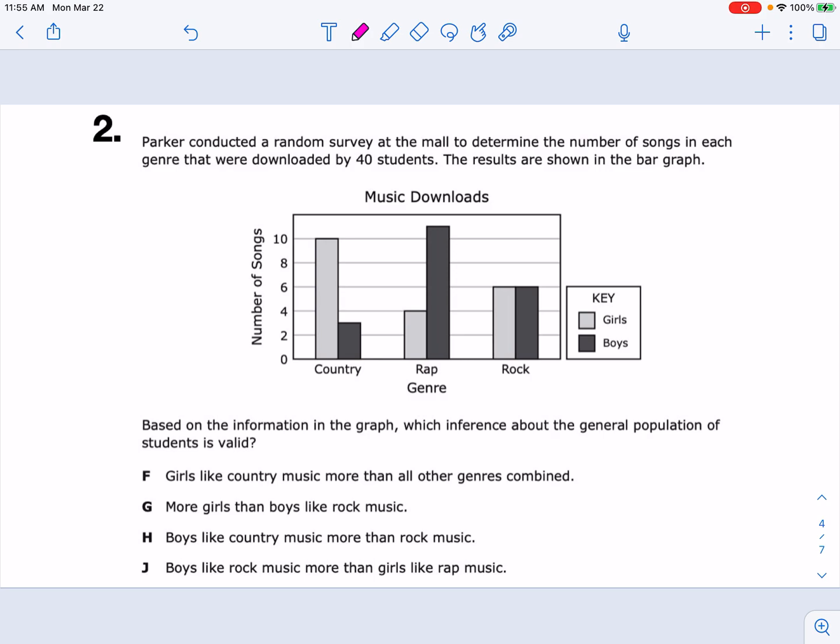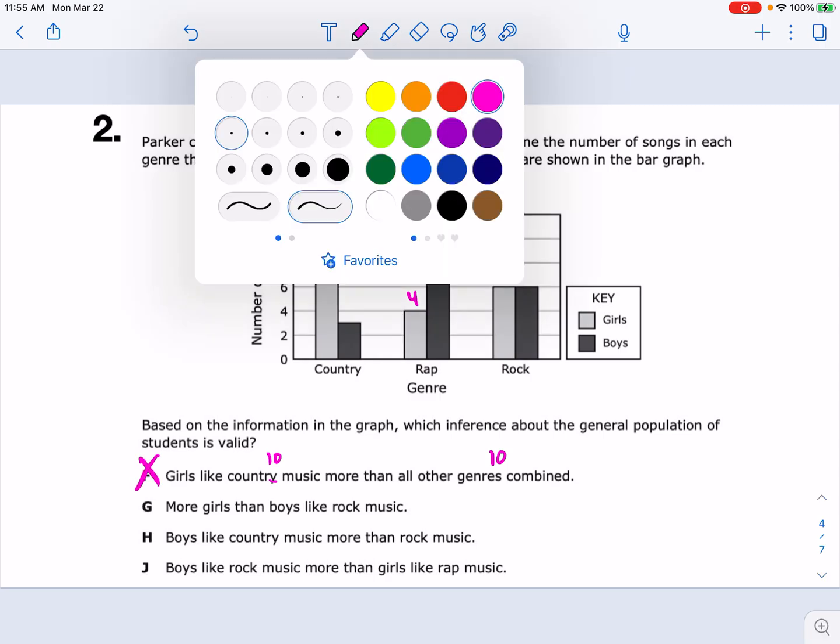So the first one says girls like country music more than all the other genres combined. So girls for country is 10. For rap, they liked 4, and rock was 6. So country was 10. The others, rap and rock, was also 10. And so 10 is not more than the others combined. It's the same. So that answer is not correct.